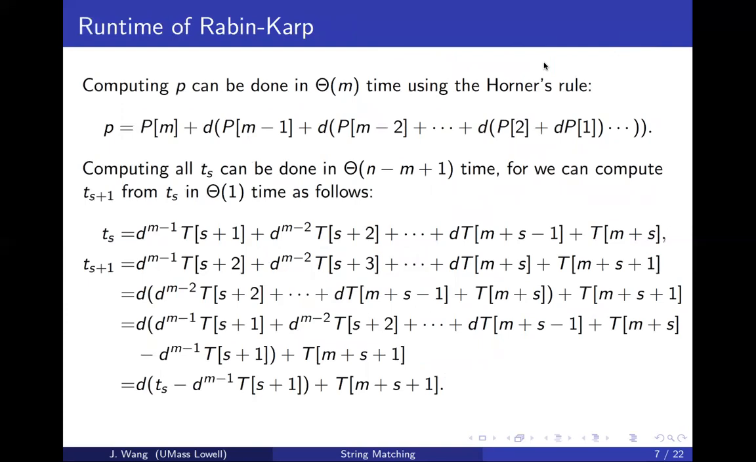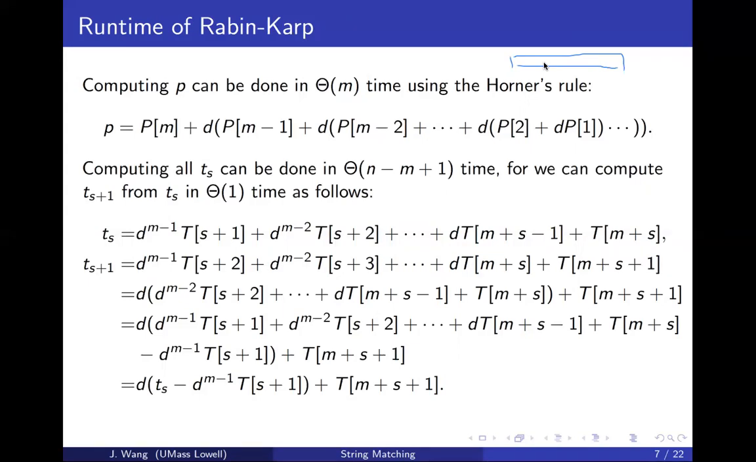Now let's analyze the runtime of Rabin-Karp. We know that Rabin-Karp reduces the comparison of two arrays of size m into comparing two numbers of length m. If this m is small enough, for instance, we can convert it.